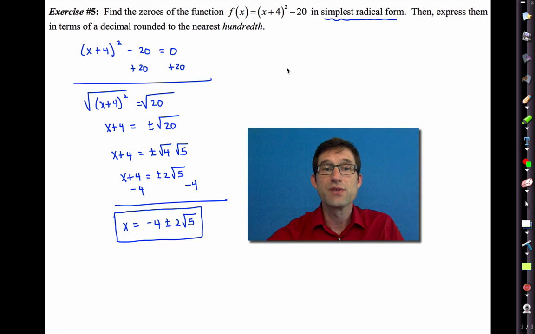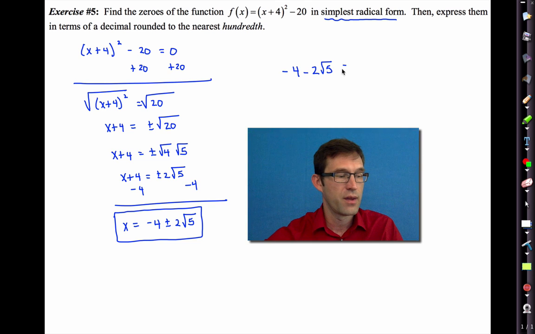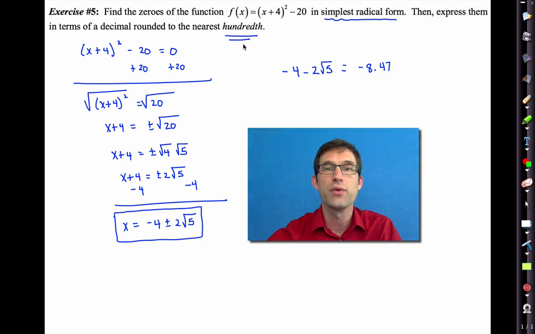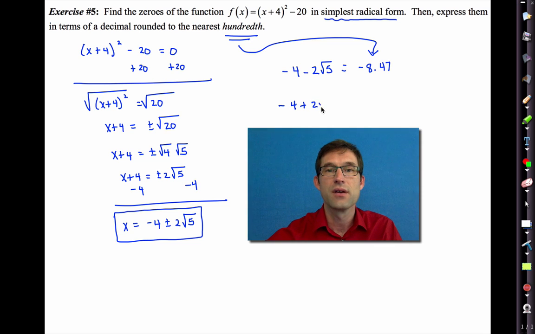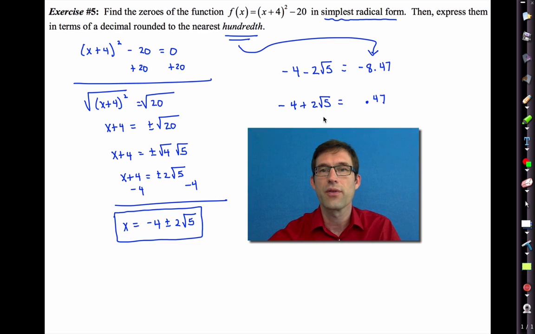Now what we need to do is we need to evaluate them on my calculator. So I'll take my calculator, I'll punch in negative 4 minus 2 times the square root of 5. I'll put enter, and that is going to be negative 8.47 accurate to the nearest hundredth. 2 decimal places, right? Then I'll have negative 4 plus 2 times the square root of 5, and that will be 0.47 to the nearest hundredth. By the way, it's not a coincidence that these decimals are the same. But why it works that way, that may wait until Algebra 2.